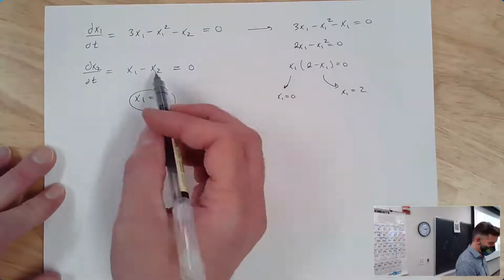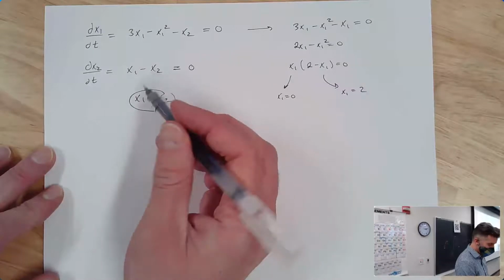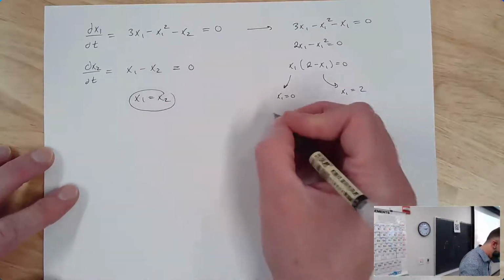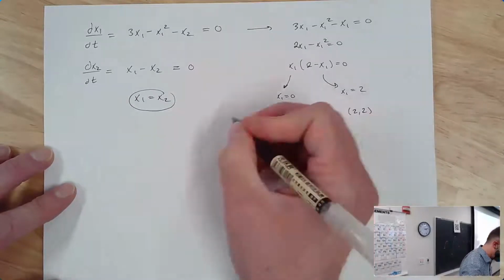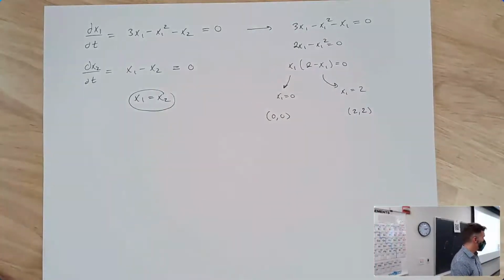Pairing that with the fact that this also has to be 0 means that my two equilibria are (0, 0) and (2, 2). Those are my equilibria.